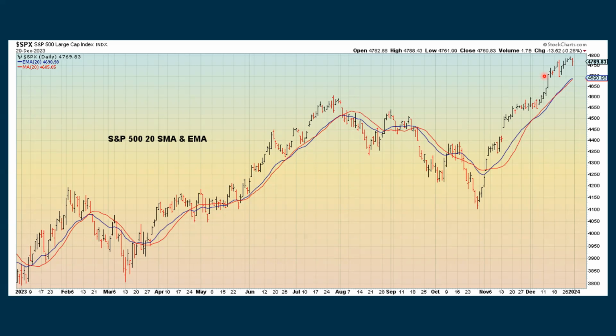I plot them both on here. We have in blue the exponential moving average, and when that's above the red line, that means we're going up kind of fast. And the red line, of course, is the simple moving average. We're well above both of these lines, and we continue to go up. So that's just suggesting that the short-term trend is still up.